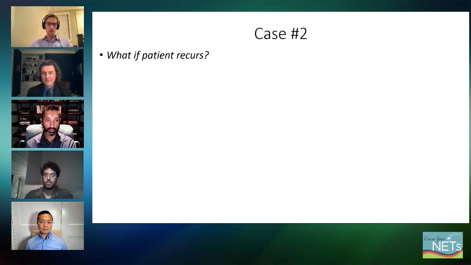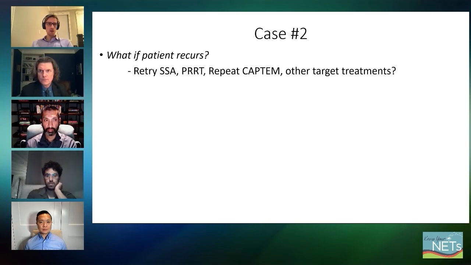Now the primary is out. The biology seems to be favorable, at least on the pathology from the surgery, with a low-grade tumor. But this patient will recur at some point. And if the patient does recur, Erik, would you think that because he didn't really respond well or didn't have stable disease on octreotide, you would move right up to PRRT? Or would this be dependent on where he recurs? If it's in the liver, maybe liver-directed therapy. If it's outside of the liver, then maybe something more systemic. How would you address this?